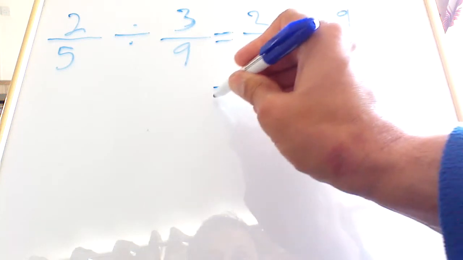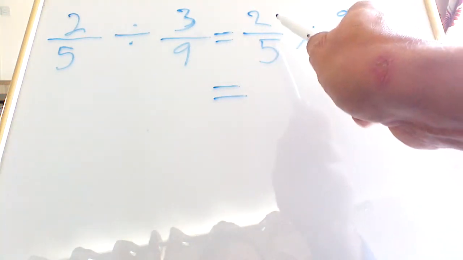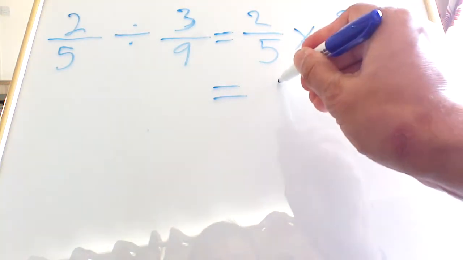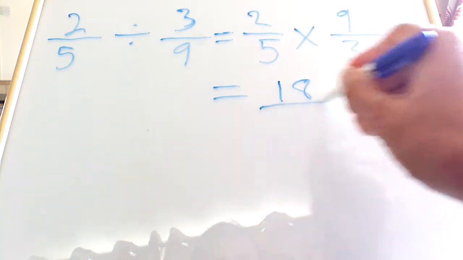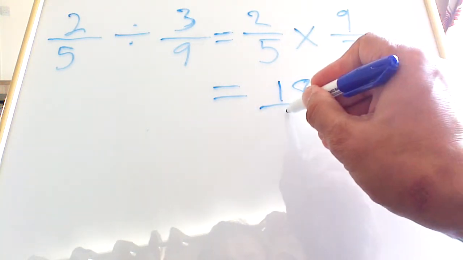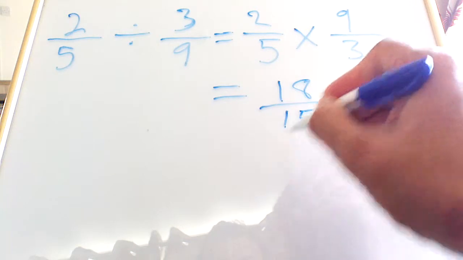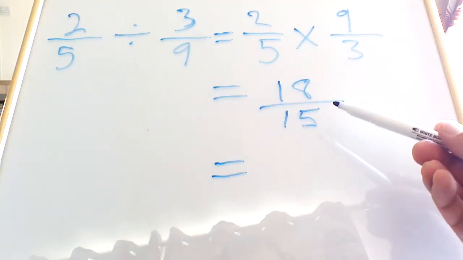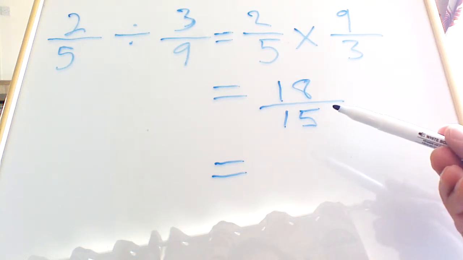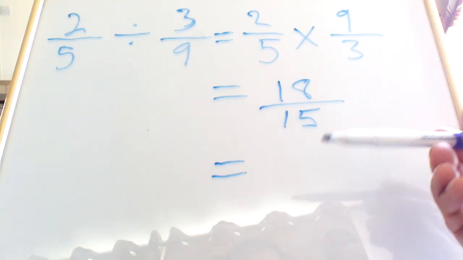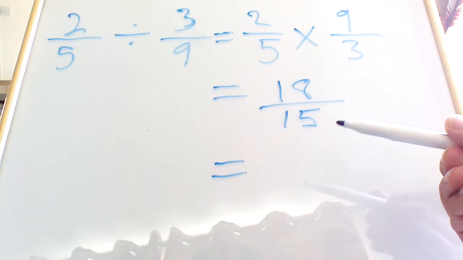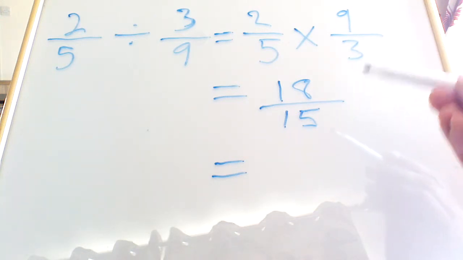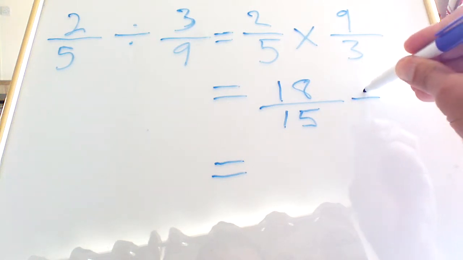Okay, now all we simply do here is multiply across. 2 times 9 is 18. 5 times 3 is 15. But we can't leave it like that. This is what we call an improper fraction, a top-heavy fraction, so we have to simplify it. If you look at one of my other tutorials, it will show you how to do this. Okay, so what we need to do, again, we need to find the highest common factor. So the highest common factor in this case is going to be 3.